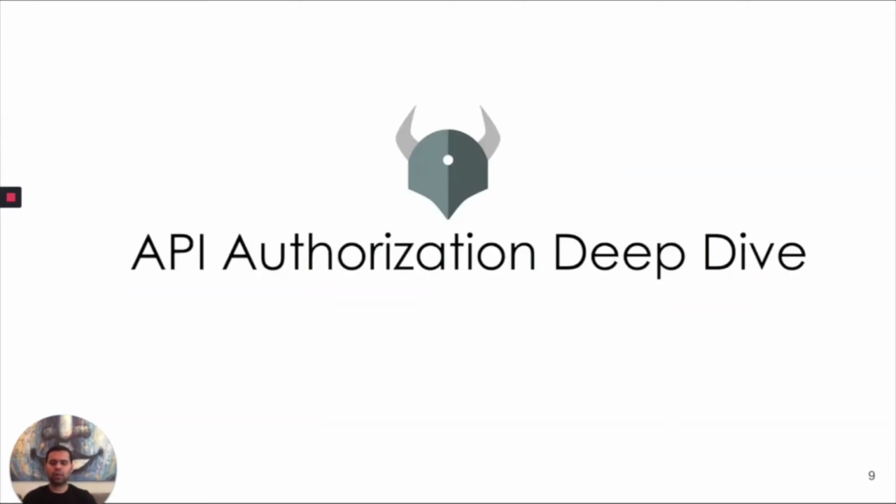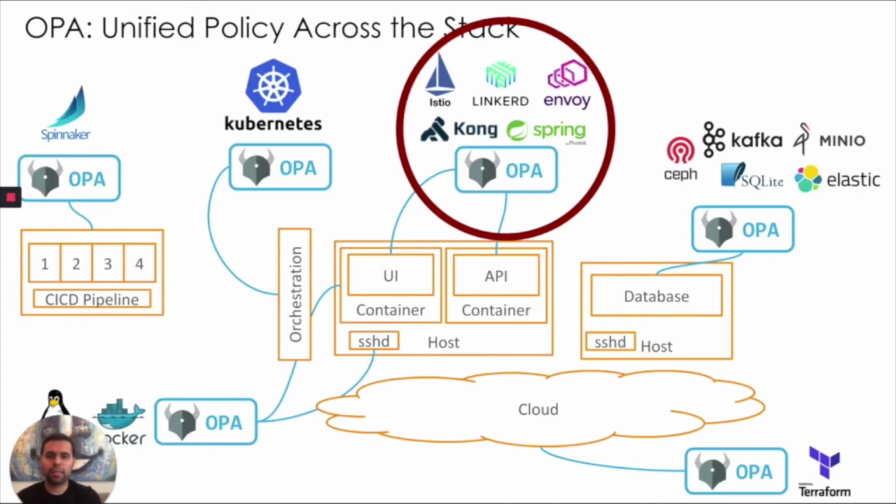So now let's look at the API authorization use case in a bit more detail. Like I've said before, OPA is a general purpose policy engine. You can use it with all of these different projects without having to write a single line of code. You can integrate OPA with each of these projects. But for this talk, we will focus on the API authorization use case.